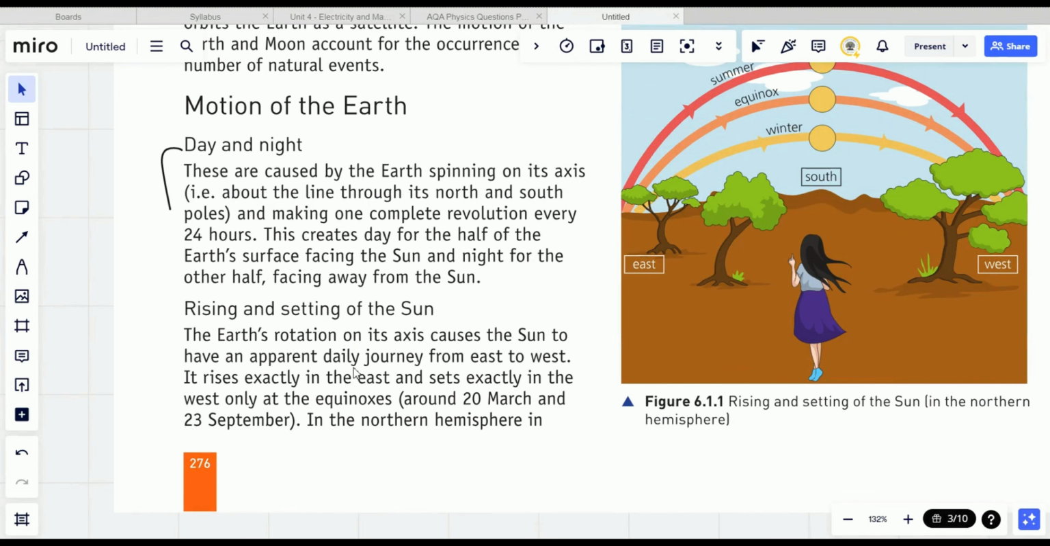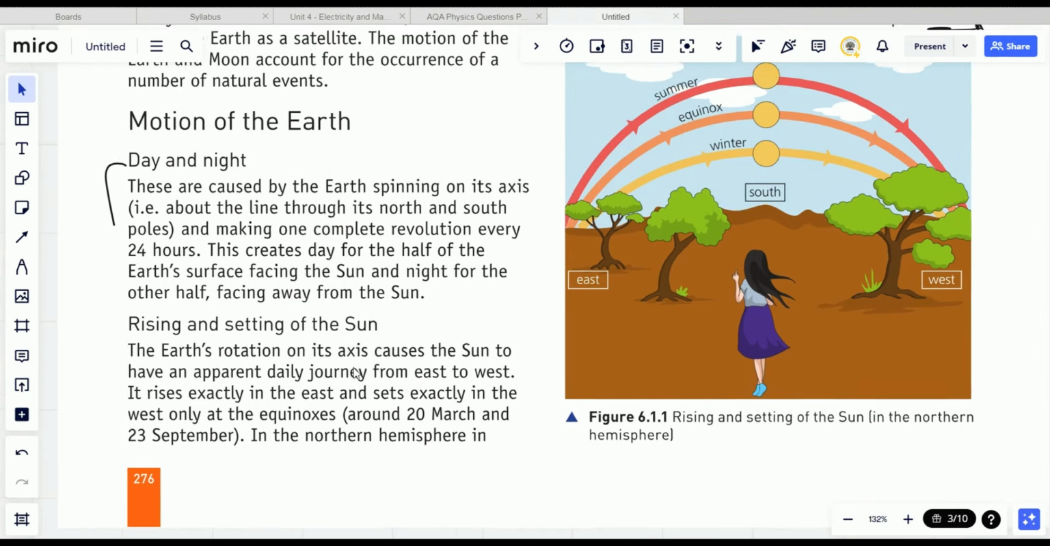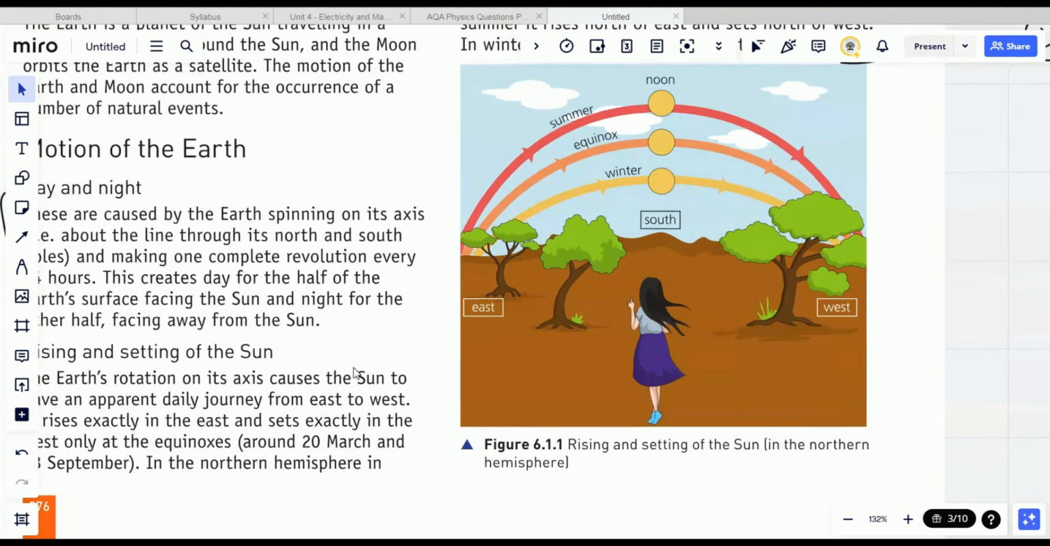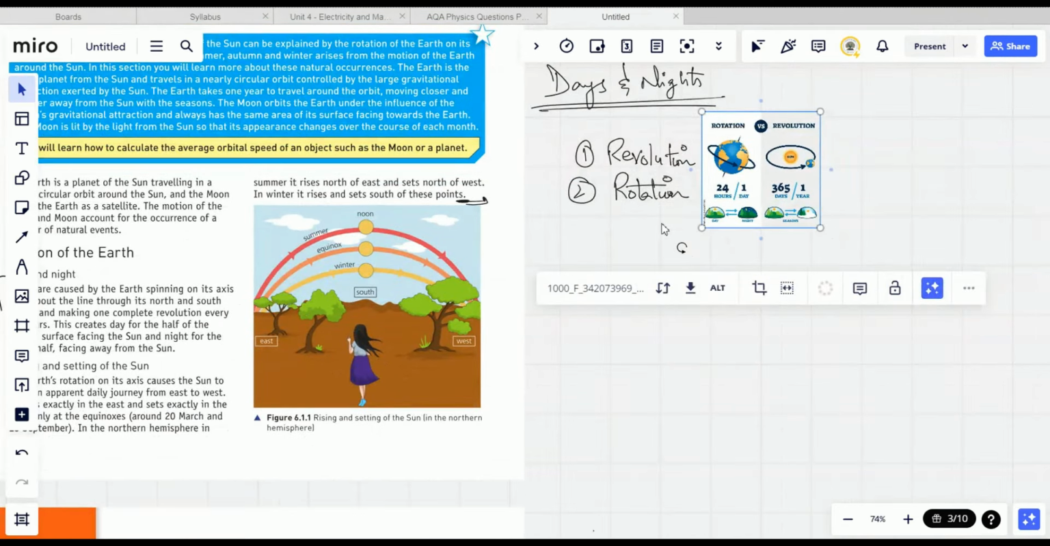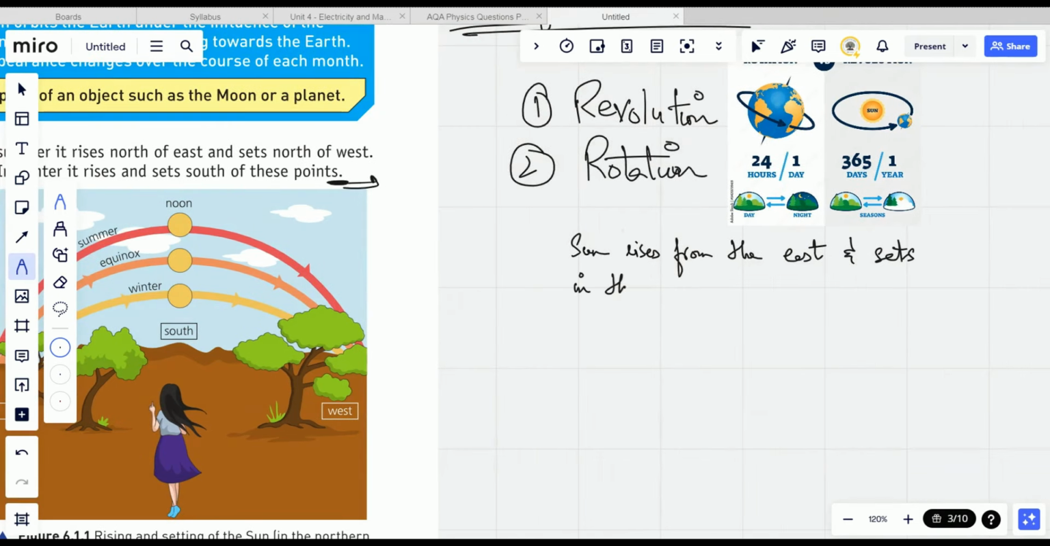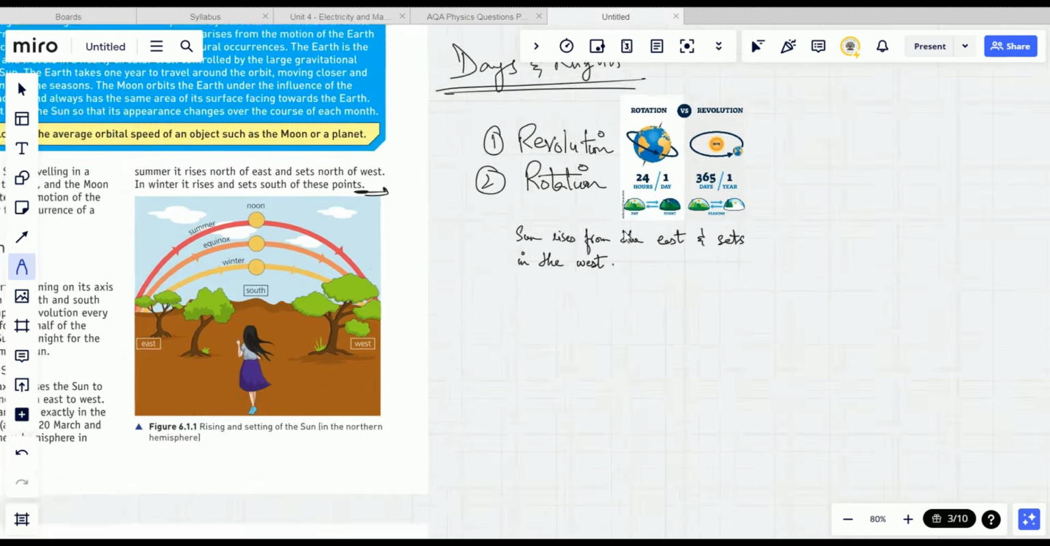to west. Whenever we see the sun, from where does it rise and where does it set? It always rises from the east and it sets in the west. So remember this as well. The sun rises from the east and sets in the west and does this daily. Every day, this is what happens. This is how we see the sun rising and setting.